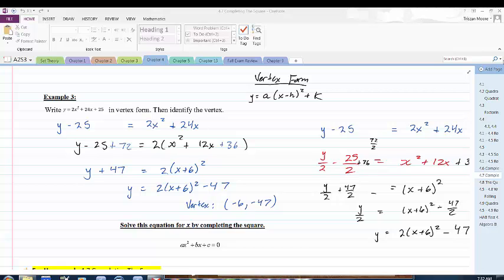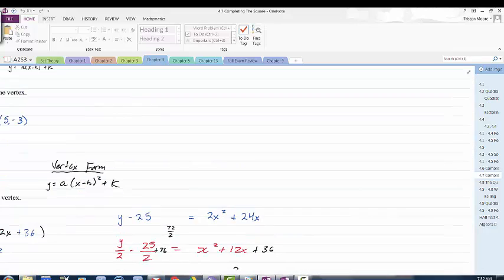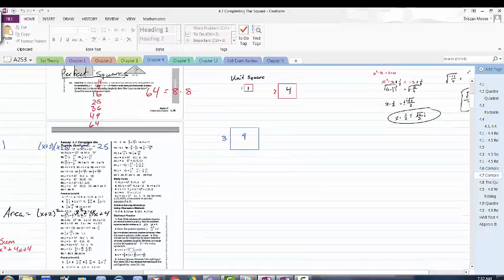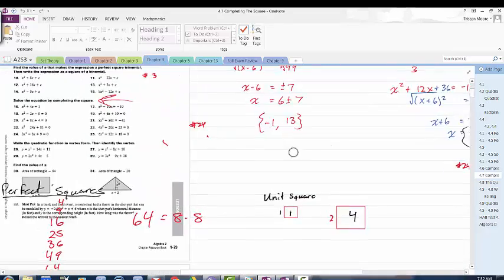Good afternoon, everyone, and I wanted to post this video since we're kind of out of class a little bit. Before I get started, let me do another one of these vertex form problems, just in case anyone was confused on how to actually do those.